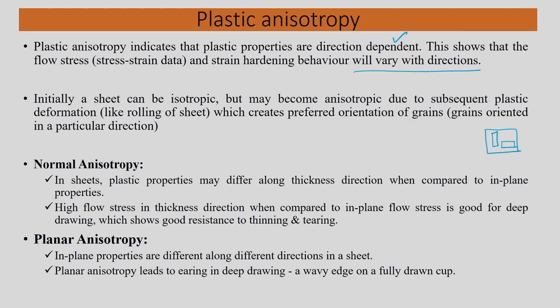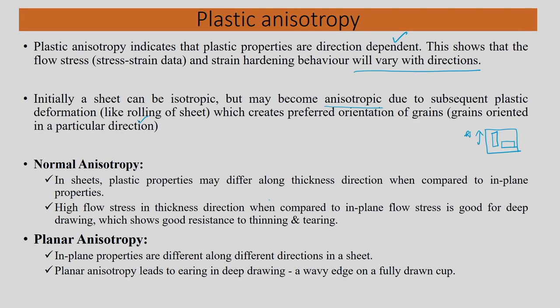When we speak about sheets, we know that all are basically rolled sheets, and a sheet may be isotropic to start with, but it may become anisotropic due to subsequent plastic deformation. Specifically, in the case of sheets, it is the rolling of sheets. It introduces plastic deformation, which creates preferred orientation of grains. Preferred orientation of grains means grains oriented in a particular direction. So this rolling of the sheet basically controls the directions that we are discussing, whether it is along the rolling direction, perpendicular to that, or at any angle. For example, this sample is along the rolling direction, whereas this sample is transverse to the rolling direction. So with respect to a rolled sheet, the direction of rolling basically decides the anisotropic characteristics, and the origin is basically preferred orientation of grains.